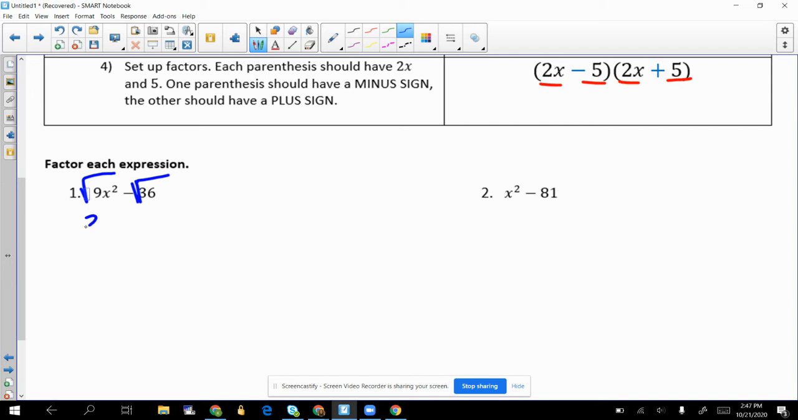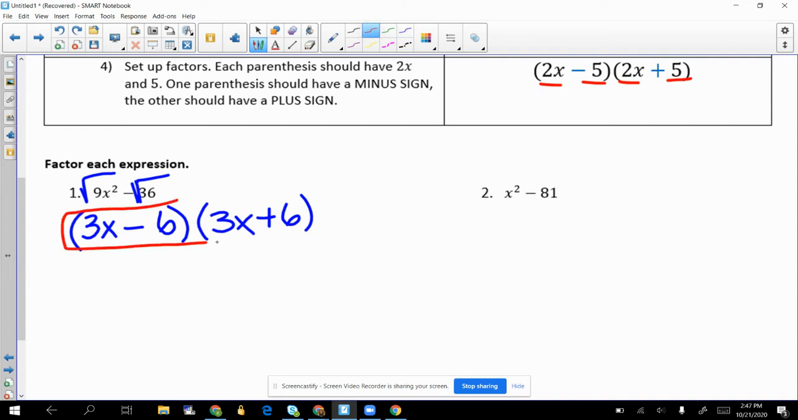So if we square root both of these, square root of 9, like I said, was 3. Square root of x squared is x, and square root of 36 is 6. So now you are just going to write that as 3x minus 6 and 3x plus 6. And that's it. You're literally done. That's your answer. Okay, so this is usually one of the easier forms of factoring. You just have to make sure that you know your perfect squares.